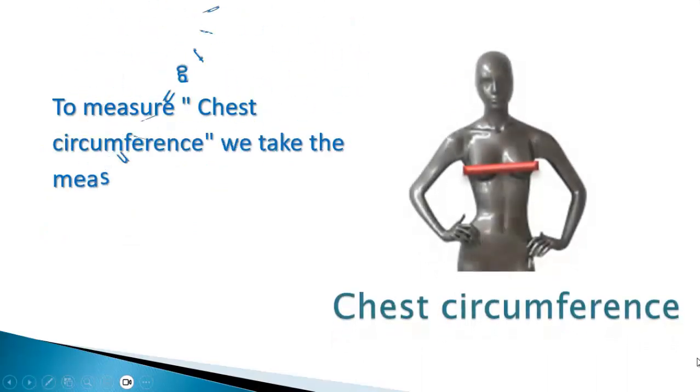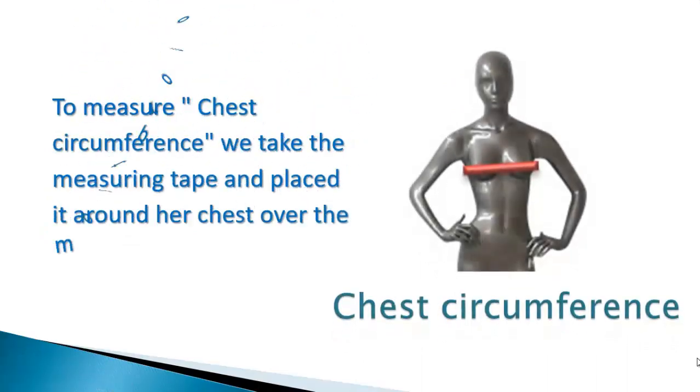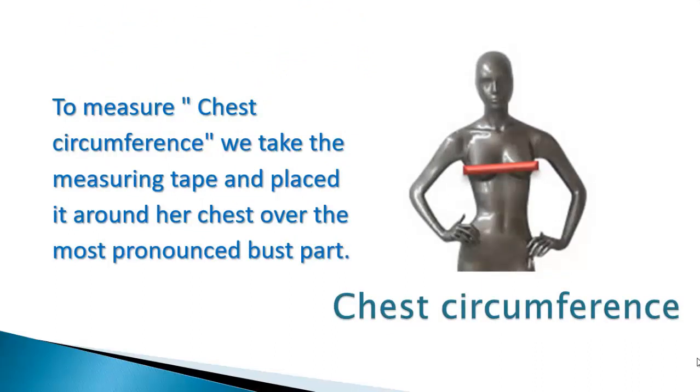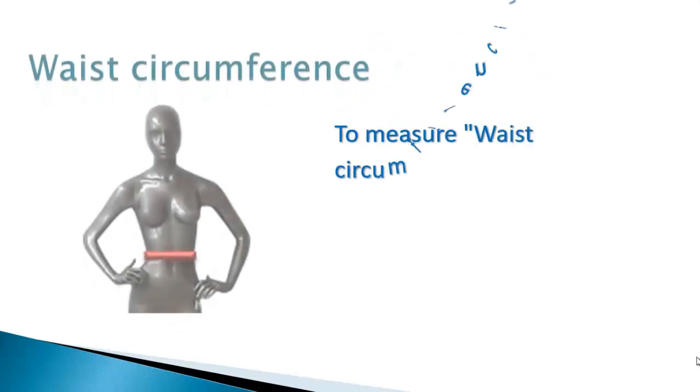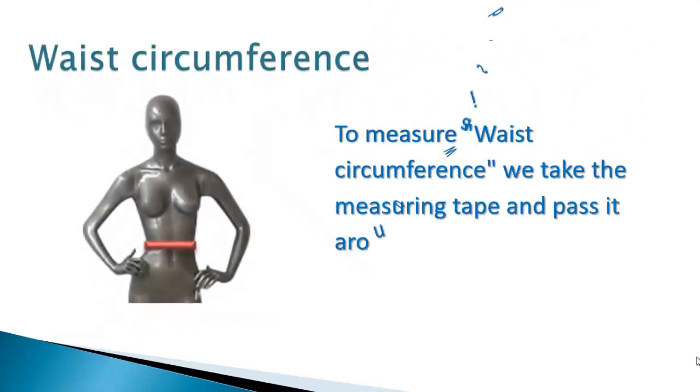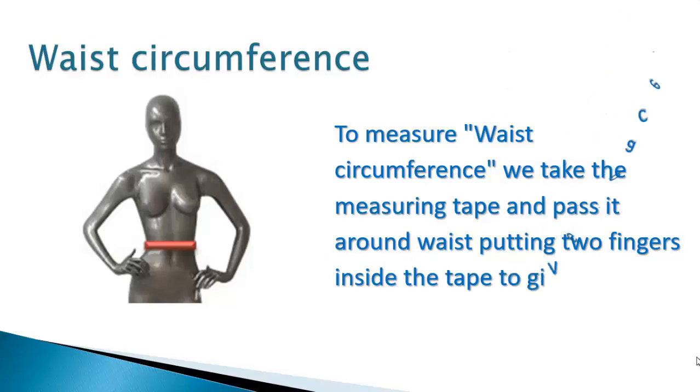To measure chest circumference, we take the measuring tape and place it around the chest over the most pronounced part of the bust. Waist circumference. To measure waist circumference, we take the measuring tape and pass it around the waist, putting 2 fingers inside the tape to give some space.